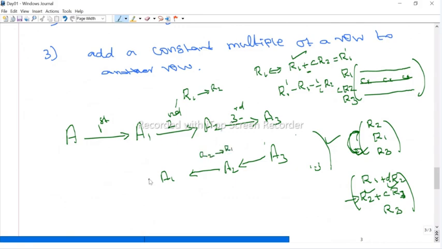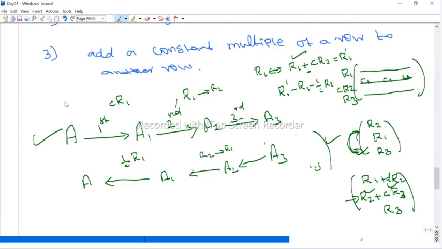Now from A1 to A, what we have? Suppose you are multiplying C to some row. Now what we have to do? You have to multiply 1 by C to that row. You get the original position. So this process is called the inverse row operation. This is just elementary row operation, but usually we use this one. But you should know the reverse process also.